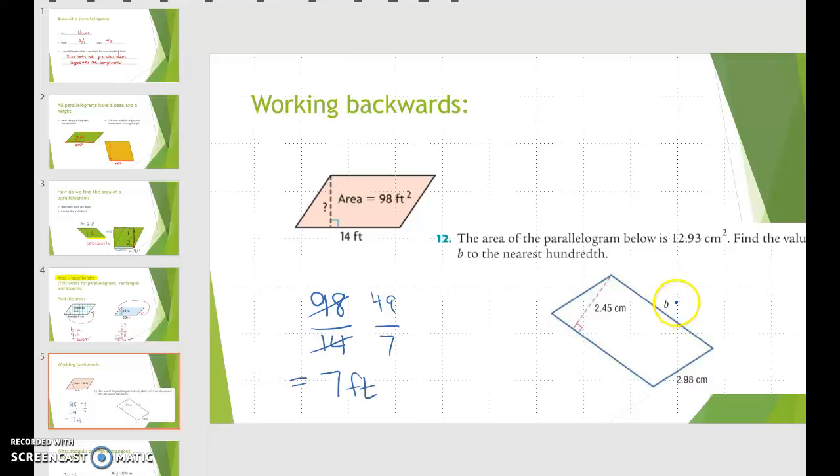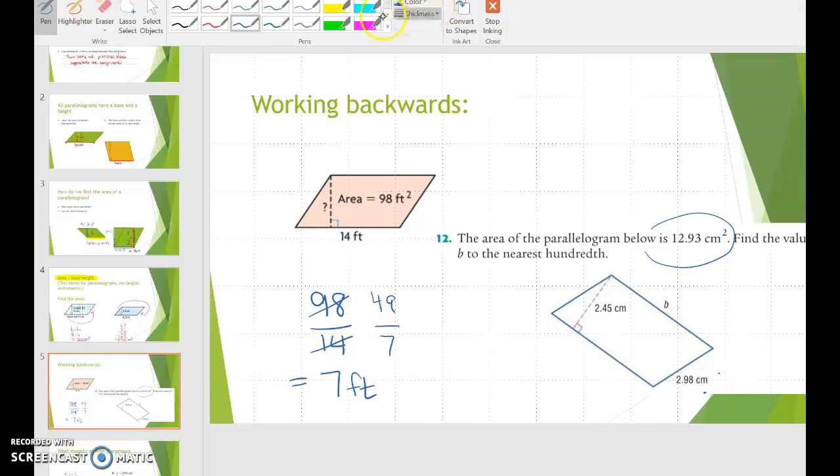So we're working backwards. We have an area, we have a height, we have this number here, and we have B. So the most important thing for you to do is to realize that this is the number you care about, and this is the number that you don't. We'll talk more about that on the next slide.